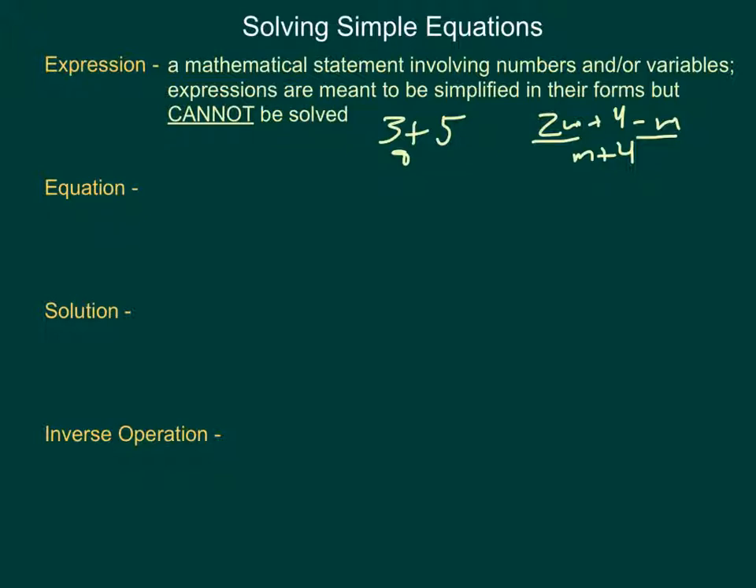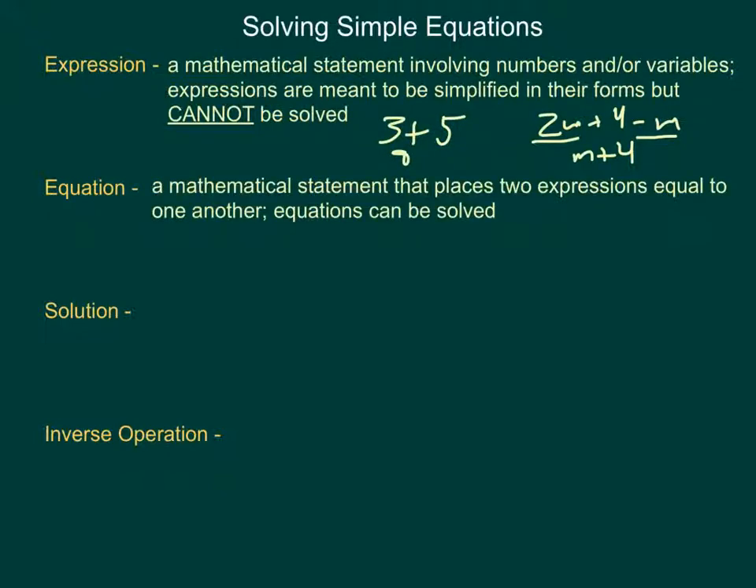and that is the equation. Now, an equation is a mathematical statement that places two expressions equal to one another. Equations can be solved. An example of an all-numeric equation would be if I took 3 plus 5, as I had before, and the expression 6 plus 2. Now 3 plus 5 is 8, 6 plus 2 is 8, so these two are equal to one another. So by taking the expressions and stating that they are equal, we can come up with an equation.